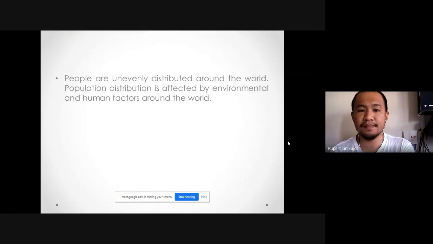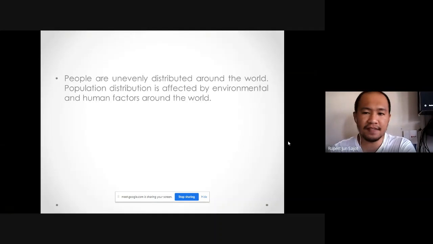All right, moving on. Still again, people are unevenly distributed around the world. Population distribution is affected by environmental and human factors around the world. To tell you the least, most people are going to places who could probably provide better life or better living for an entire family. So there is internal or even external migration. The fact is that our resources could not suffice what we need and what we want, that would drive people from moving from one place to the other, right?